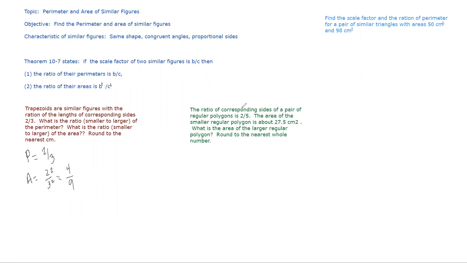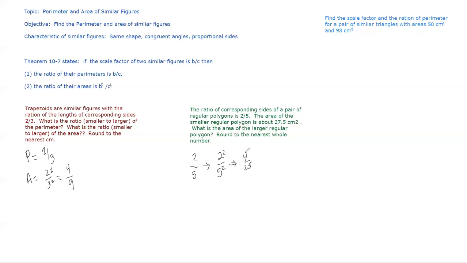So let's look at this one. The ratio of corresponding sides of a pair of regular polygons is 2 to 5. The area of the smaller polygon is 27.5 centimeters. What's the area of the larger regular polygon? Round to the nearest whole number. Well, if I know that the scale factor is 2 to 5, then the scale factor of the area is each of those squared. So it's going to give me 2 squared over 5 squared, which is going to give me 4 over 25.